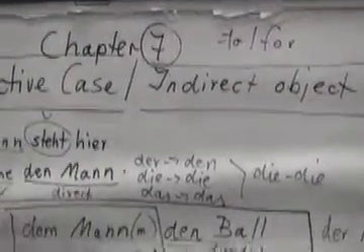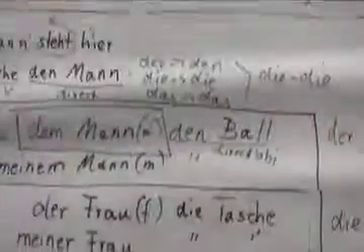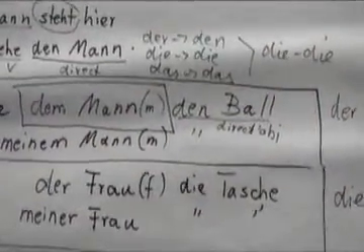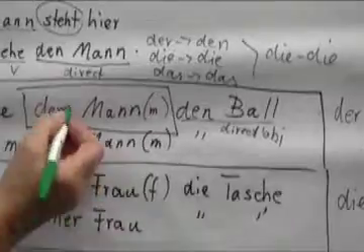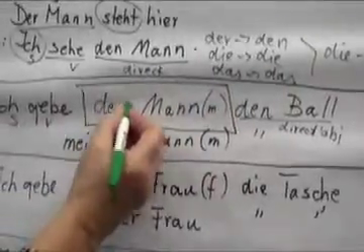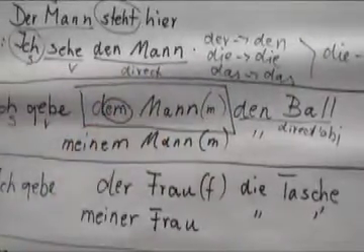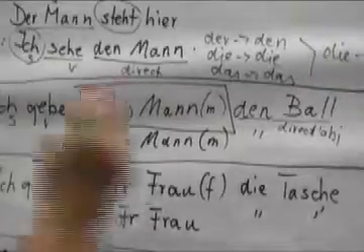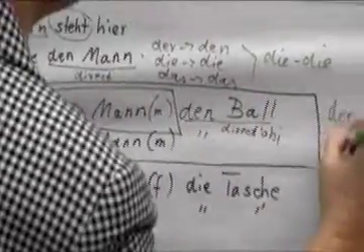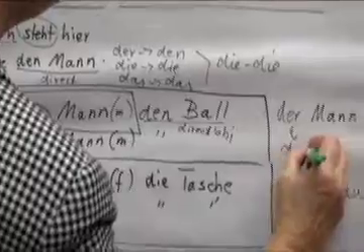Now, what happened? Der Mann, that's originally der Mann, right? If we give something to the man, look at what happened. The der changes to den Mann. Okay. So der becomes den.